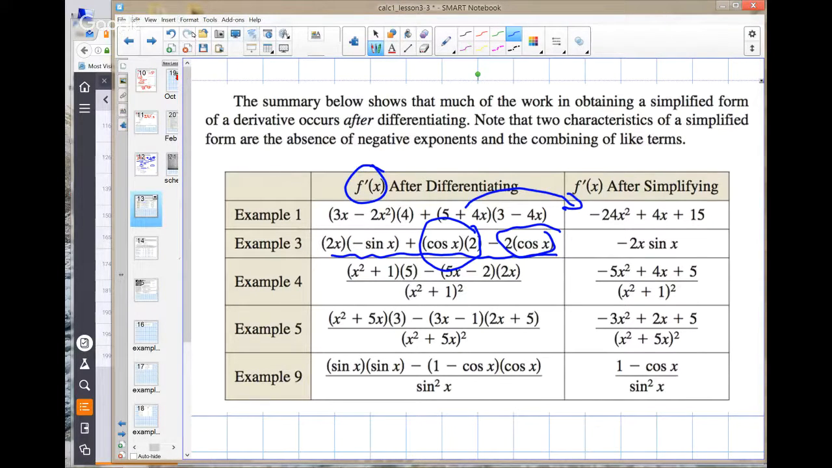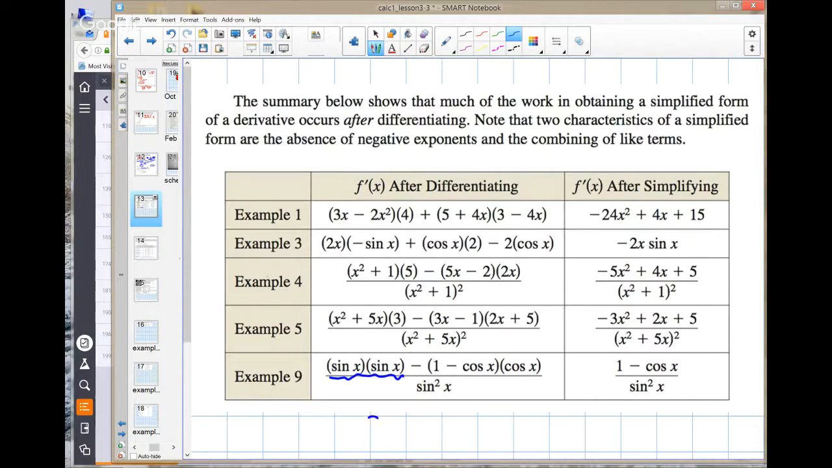What's going on in this third one? Just multiply and add. There's really not a whole lot to show there either. But this one, the one we just did, you can't tell. That's really sine squared x.